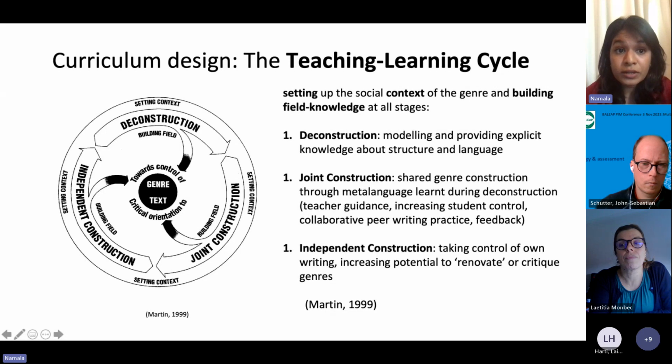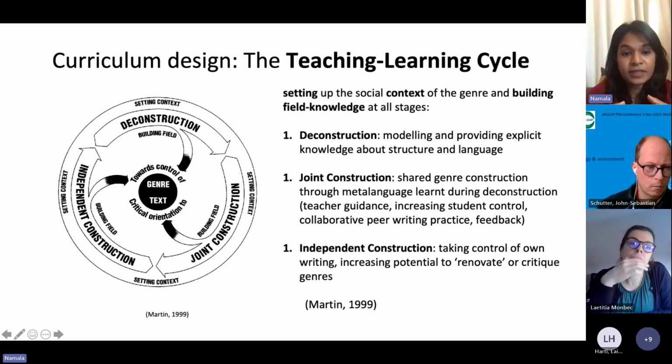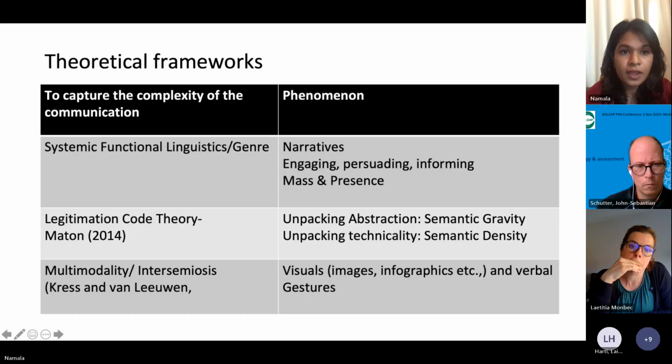In terms of our overall curriculum building, we were looking at the teaching and learning cycle. So we wanted to be able to take the students through a couple of different things. The first being deconstruction, which is looking at models and providing explicit knowledge about structure and language. So the models that I talked about, the 3MT, the YouTube videos, we want to give students the ability and frameworks that they could use to analyze those models, deconstruct them, and think about the kinds of language and images that were being used in them. So that's what we're going to focus on in today's talk.